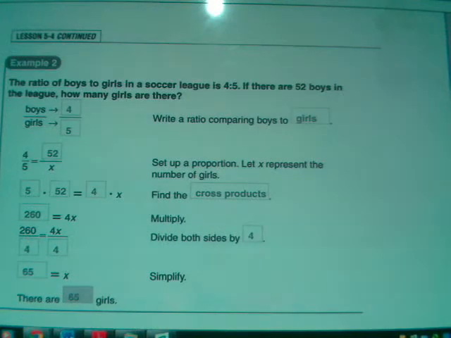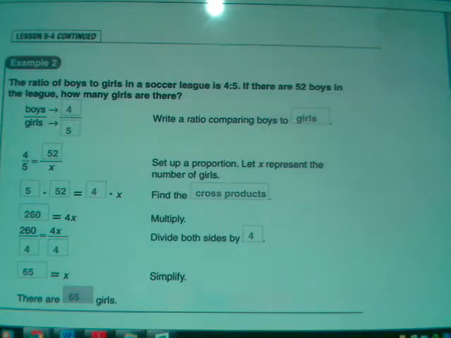Let's go ahead and take a look at number 2. The ratio of boys to girls in a soccer league is 4 to 5. If there are 52 boys in the league, how many girls are there? The first sentence tells me that the ratio of boys to girls is 4 to 5, which means for every 4 boys, there are 5 girls. The reason I know that is because the sentence says boys to girls, and then it says 4 to 5. That has to be written in the same order. So they are saying boys first and then girls, and then they say 4 to 5.